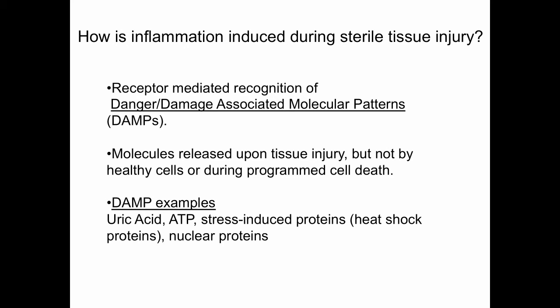Some examples of these danger or damage-associated molecular patterns would be constituents or molecules that are normally contained within the cytoplasm of cells but are released upon tissue damage. So molecules like uric acid or ATP, certain nuclear proteins or stress-induced proteins are all examples of damage-associated molecular patterns.